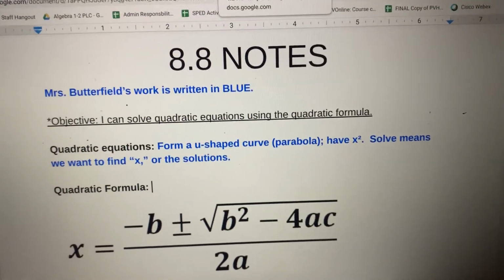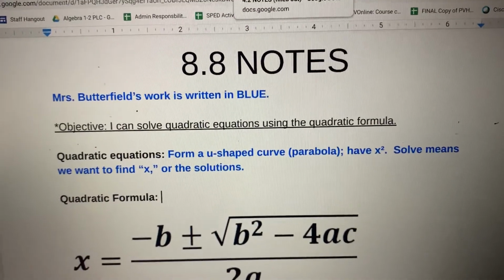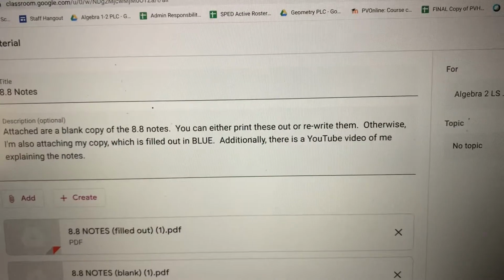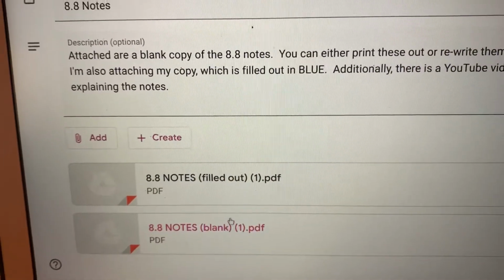We're just going to do one section over the quadratic formula. So here are the 8.8 notes. I have posted them on Google Classroom. I have posted them right here. So one copy is blank, one copy is filled out.